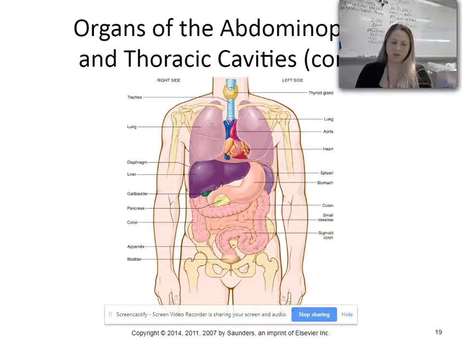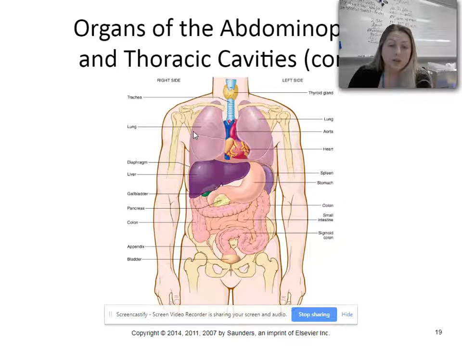So if you can get down all of these organs and where they're at, you're in pretty good shape. So I'm going to start down the patient's left side. The thyroid gland is up here in the neck. You can kind of feel it right here. Okay. And that is what helps with immunity and weight control in adults.